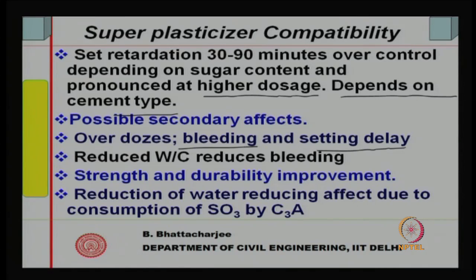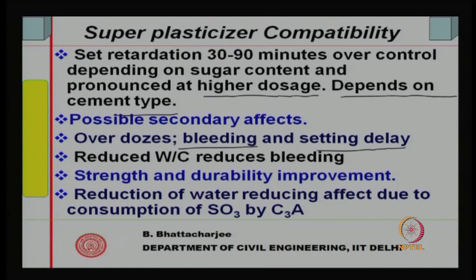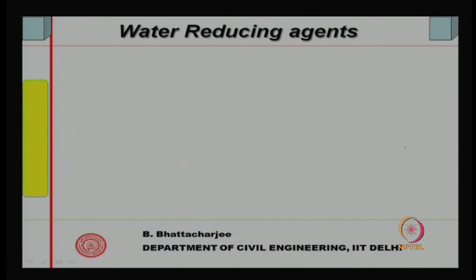So, that is right. And reduction of water reducing effect due to consumption of SO3 by C3A can be an effect. For example, sulfonated plasticizer compounds might react with high C3A cement, and water reducing effect may be reduced. Because it is a sulfonated compound, you will have sodium plus and SO3. Sodium goes into solution, SO3 ensures that your superplasticizer is negatively charged and it can get absorbed. But supposing the SO3 is consumed by excess C3A present in the cement, then reduction of water reducing effect could be there. So, type of cement also matters.